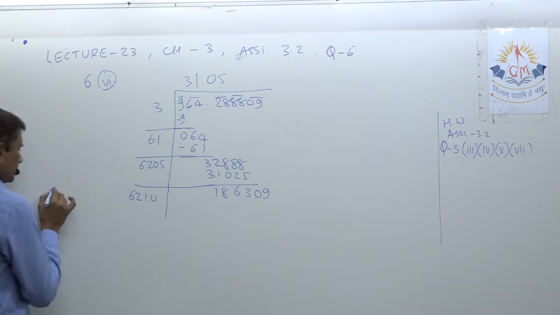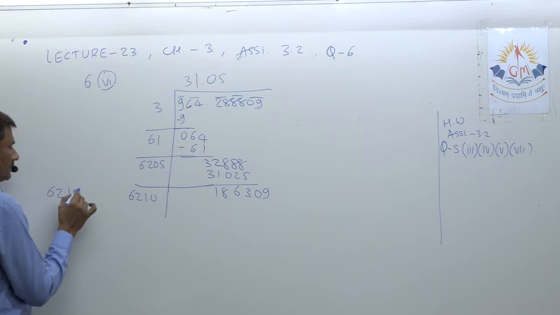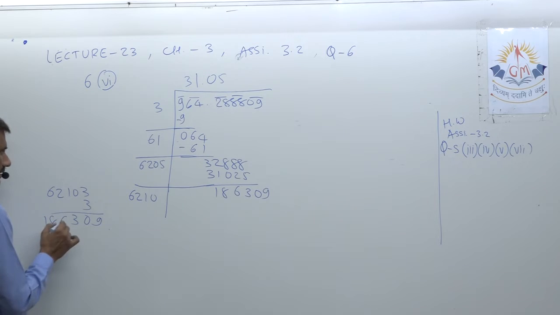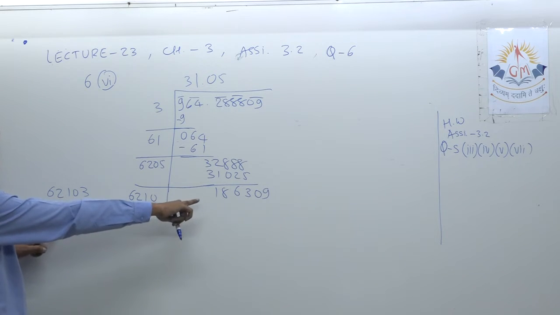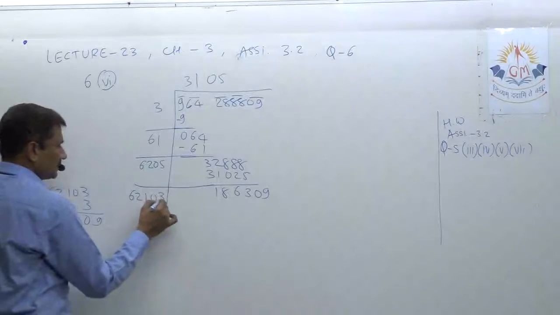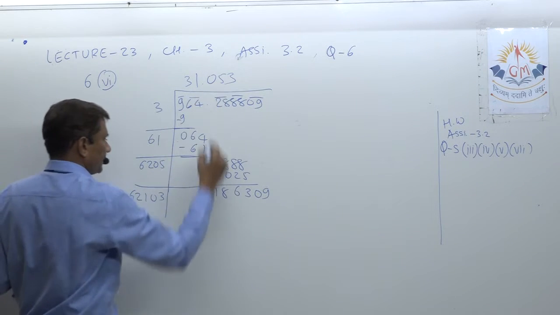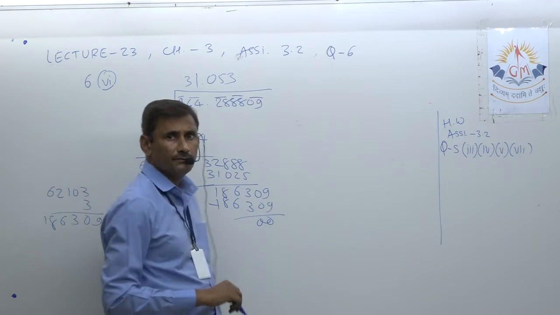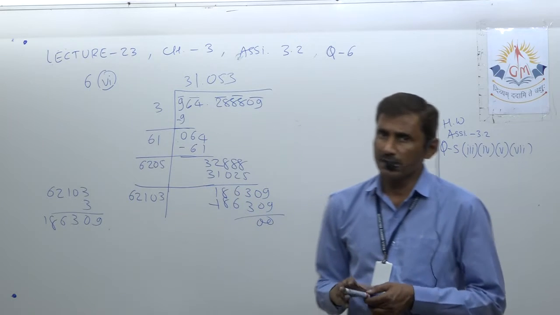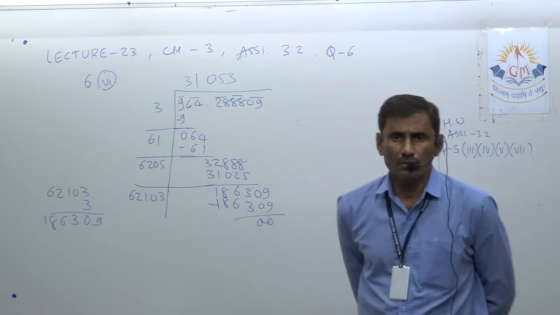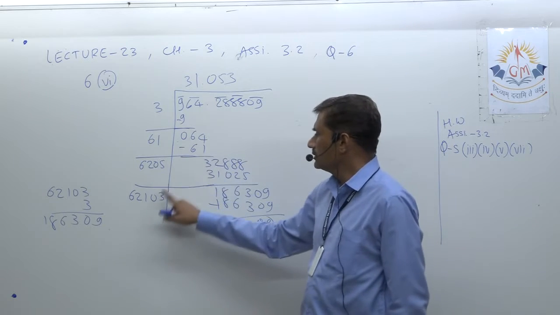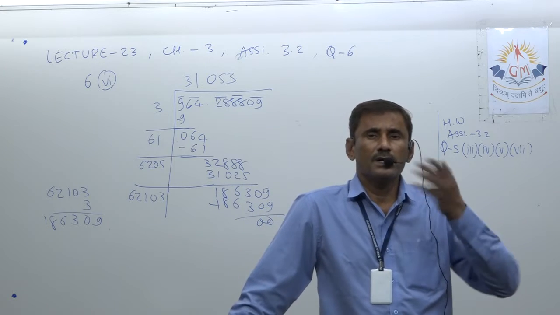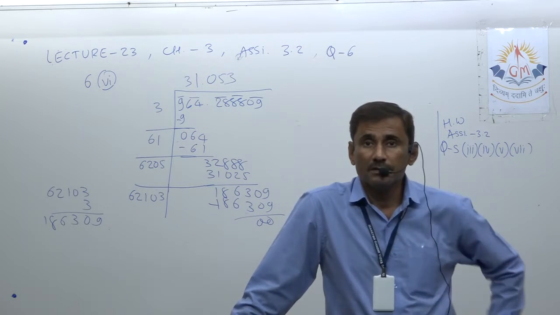So I first check for 3. 3 3s are 9, then 0, 3 1s are 3, 3 2s are 6, 3 6s are 18. It is 18639. So 62103 into 3, that number only we get. So remainder 0. So we got the square root here. Be careful here. How to go ahead? By putting 1 1, 2 2, 3 3 like that. And as you go to the next step, the number will become bigger and bigger.